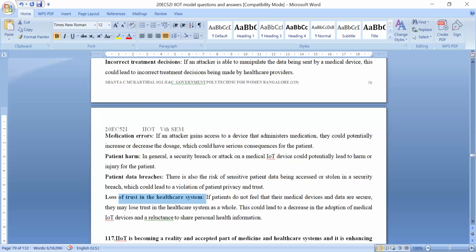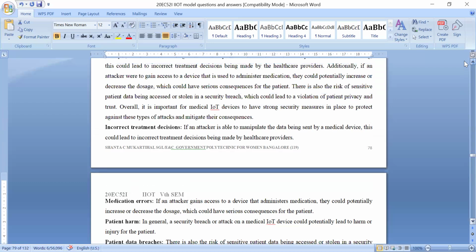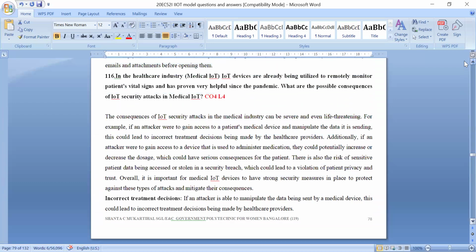So in this way, medical IoT devices without strong security measures, and the consequences of IoT device attacks on these devices, could have a very big effect on patient safety and trust in the healthcare system. So this is all about the answer for question number 116.